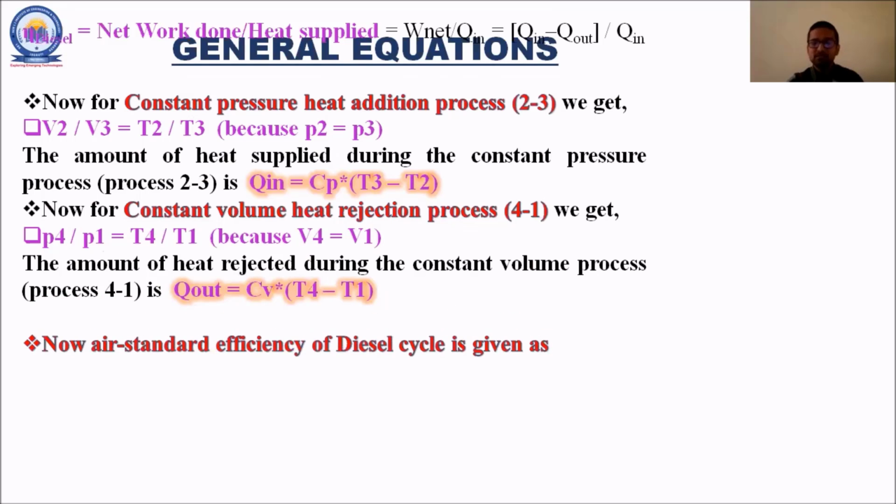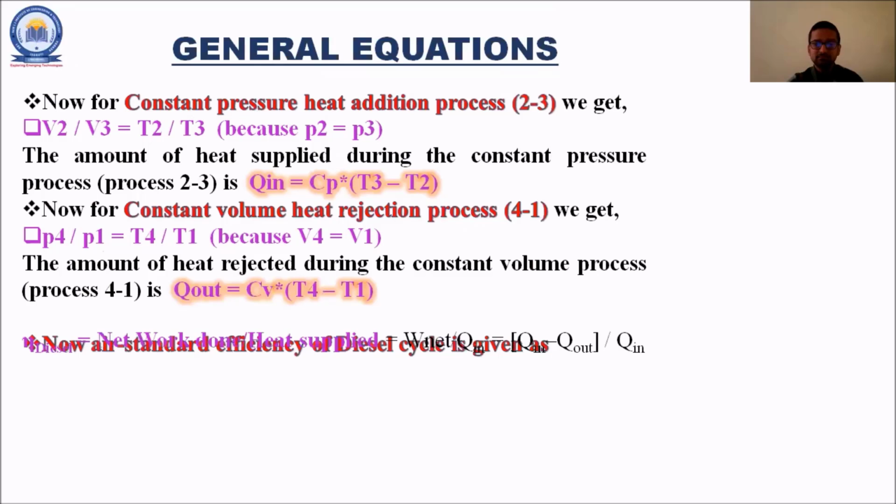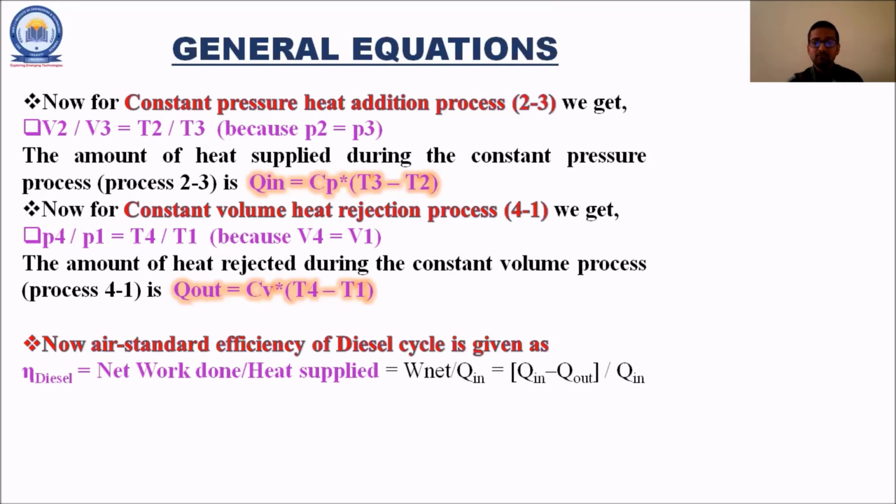Now the air standard efficiency of the diesel cycle is given as eta diesel is equal to net work done divided by heat supplied, that is W net upon Q in. W net is equal to Q in minus Q out. Substituting these values and cancelling the common terms, if you remember, we were getting this answer: eta diesel is equal to 1 minus (T4 minus T1) divided by gamma (T3 minus T2), where gamma is always constant, that is 1.4. So this is the equation for efficiency in terms of temperature.